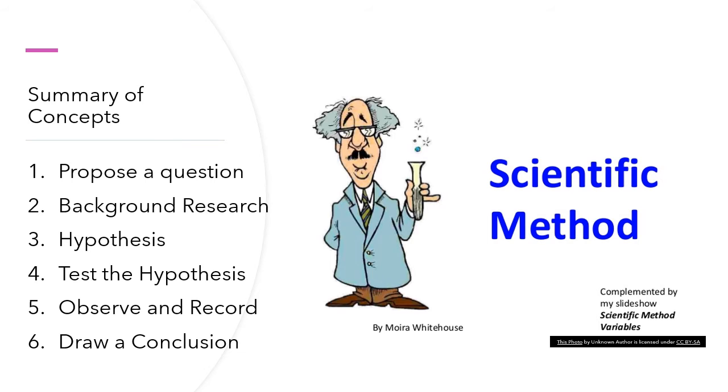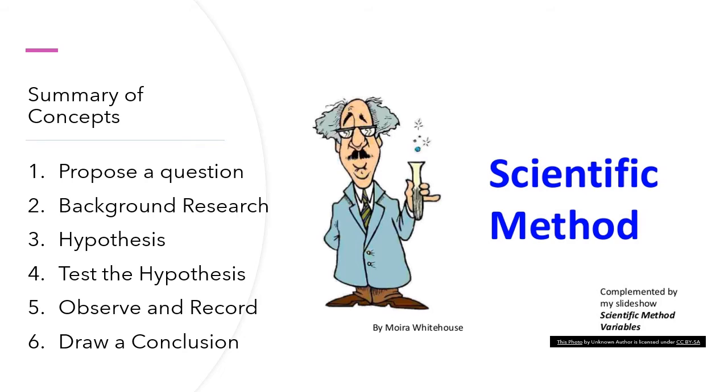So, a summary of the whole scientific method. One, there's got to be a question. Two, you got to do some background research. Three, there's usually a hypothesis. Okay, and you want to test that hypothesis, do your experiments, observe and record everything you're getting, and then draw a conclusion.